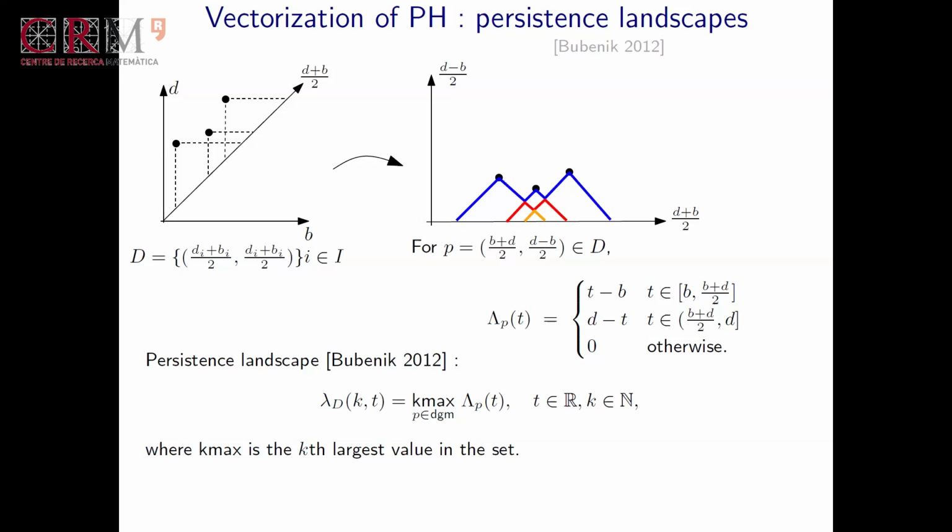Okay, so for the first landscape, you get the max of these functions, and for the second landscape, you get the second max, etc. Okay, so this is something which is very easy to compute in practice. It's almost instant. You can get this representation immediately. There is no cost. Yes.